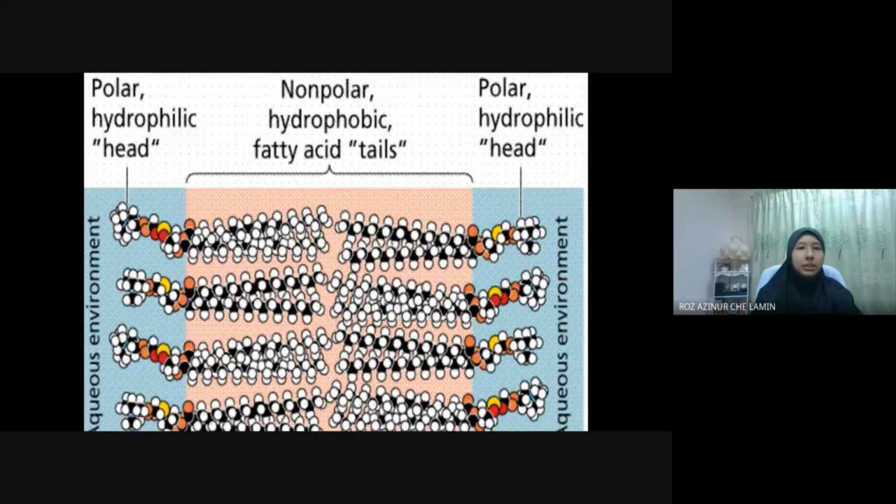This is the structure of the polar, also known as hydrophilic, which is the head part of the phospholipid bilayer. This is the non-polar or hydrophobic, which consists of fatty acid, also known as the tail. This is the head, this is the tail. This part is one layer and this part is the second layer.